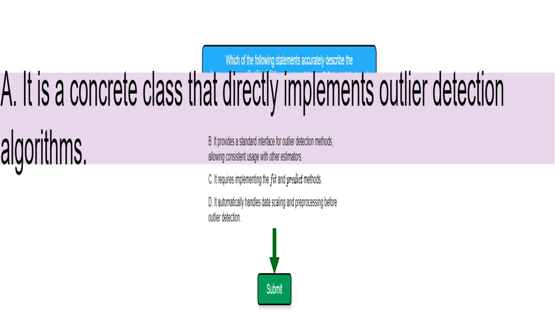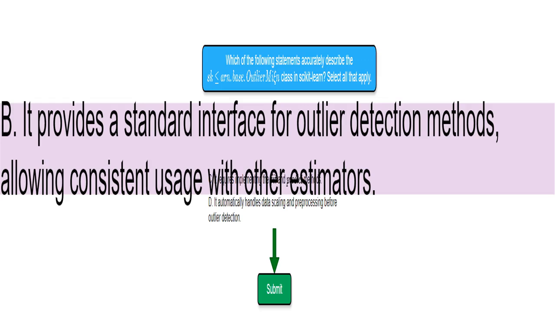OutlierMixin is not a concrete class. It's a MIXIN class. Mixins add functionality to other classes without being used as a direct parent class. Think of it as a helper. It doesn't implement outlier detection algorithms itself, rather, it provides a structure that other classes can use to implement their outlier detection. This is correct.